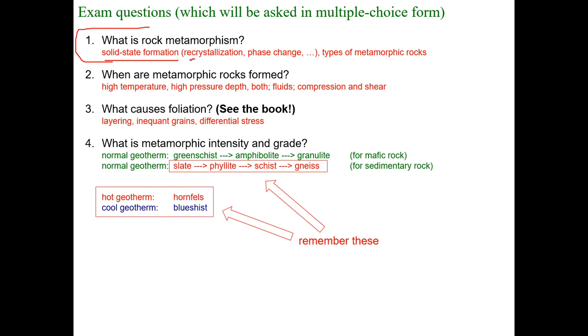Solid state changes to a protolith that involve recrystallization and phase changes. You should be familiar with the different kinds of metamorphic rocks. For example, you should know slate, schist, phyllite, and gneiss. You should know limestone, and that marble comes from limestone. You should know hornfels.